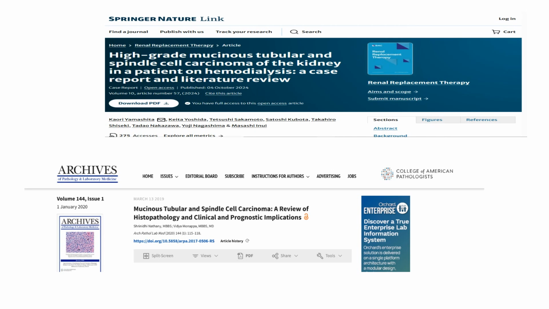These are two case reports of the same tumor. The most recent one was published in October 2024, which was high-grade mucinous tubular and spindle cell carcinoma of the kidney in a patient on hemodialysis.